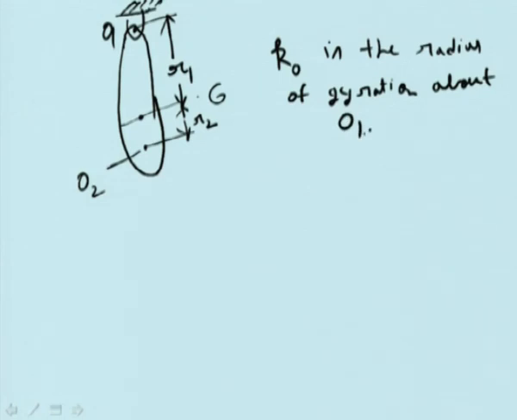Now it is given that if this compound pendulum is hinged at O1 and then oscillated, you get a certain time period. If the compound pendulum is now hinged at O2 and oscillated, then you get a time period. Both time periods are equal. In that case, what is the relation between the radius of gyration K0, which is the radius of gyration about point O1, and R1, R2? So let us try to solve this problem.